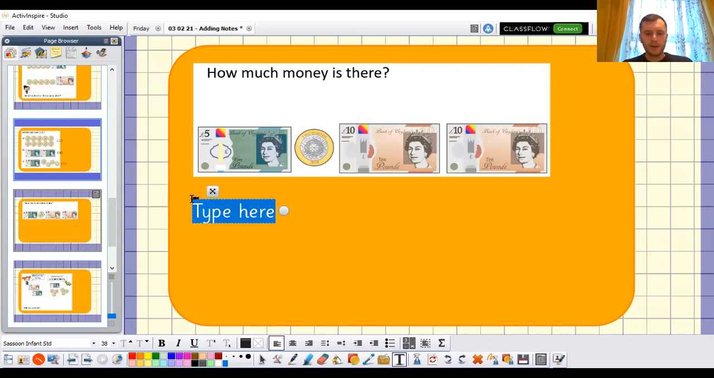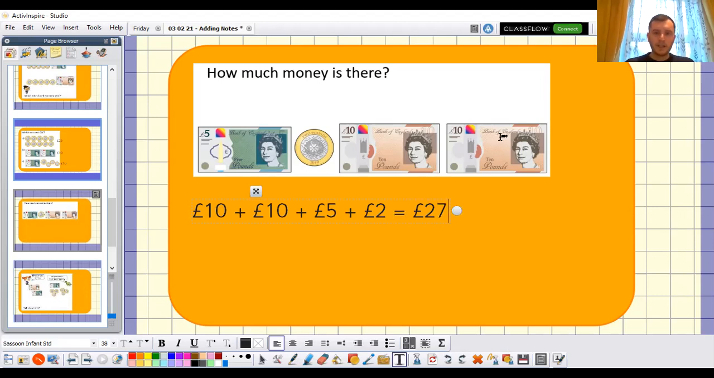Now, the way I would solve this one, I always like to start with my biggest value. And the biggest value for this one are my £10 notes. So I've done £10 plus £10. I've used up both of those notes. Now, the next biggest value is the £5 note. So I'm going to do £10 plus £10, that's 20, plus this 5 here is 25, and plus £2. So 25 plus 2, that will be £27. Let me check I've got that right. 10 plus 10 is 20, plus 5 is 25, plus 2 is £27.